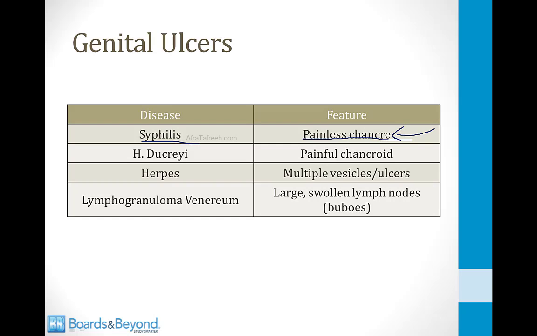Ducreyi causes the painful chancroid, which is a painful ulcer. Herpes can cause multiple vesicles and ulcers, so it'll look very different from the single ulcer that you'll see with these two conditions. And then finally, lymphogranuloma venereum causes these large swollen lymph nodes, which are called buboes, and they're very easy to distinguish from the ulcers of these other conditions here.